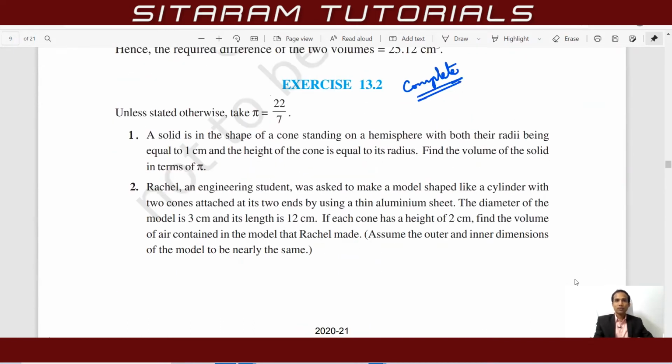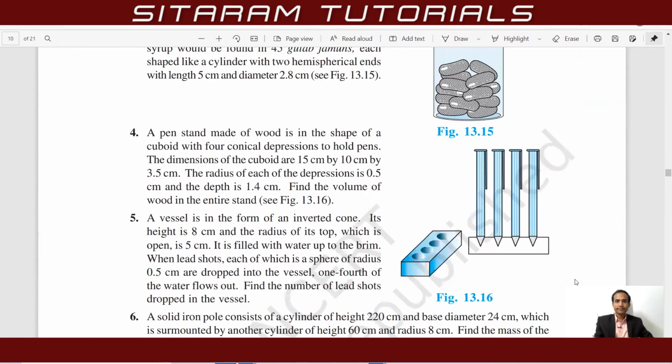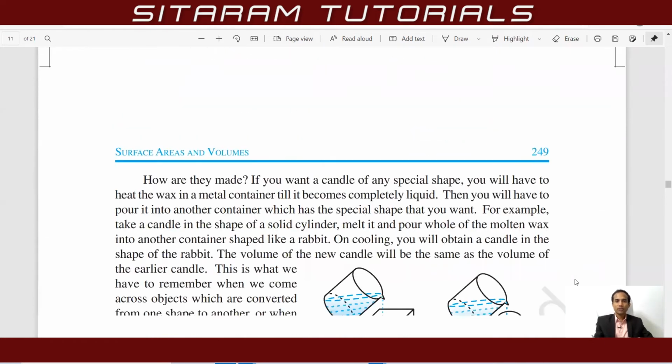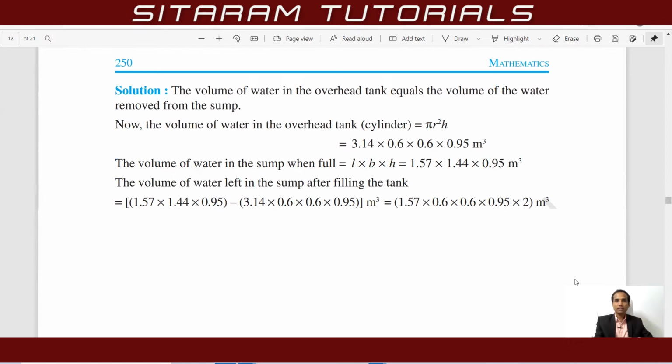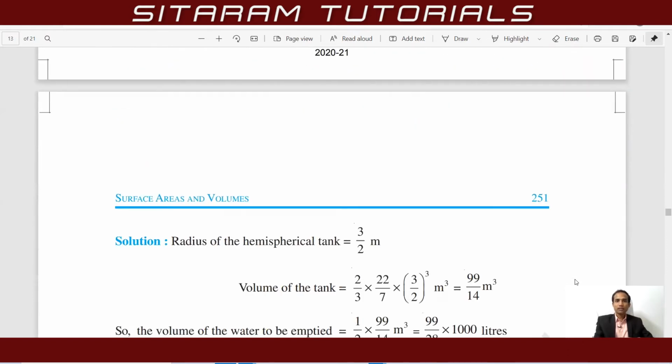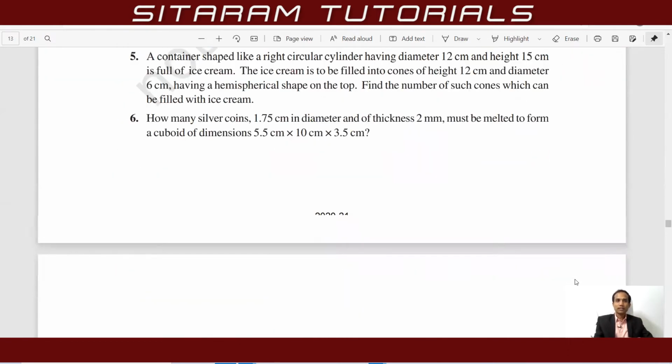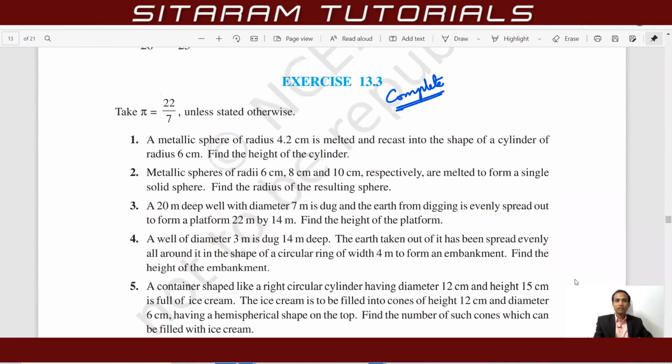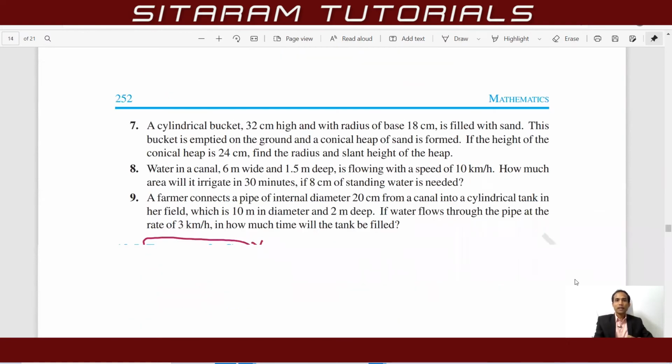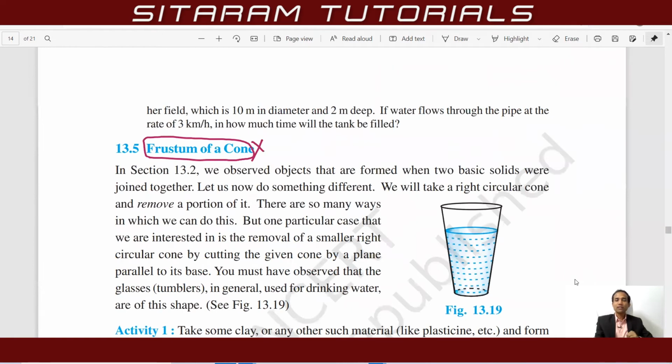Exercise 13.2, the full exercise is there. Next, going to exercise 13.3, this is also going to be there completely. The complete exercise 13.3 is going to be there. And now, frustum of a cone.